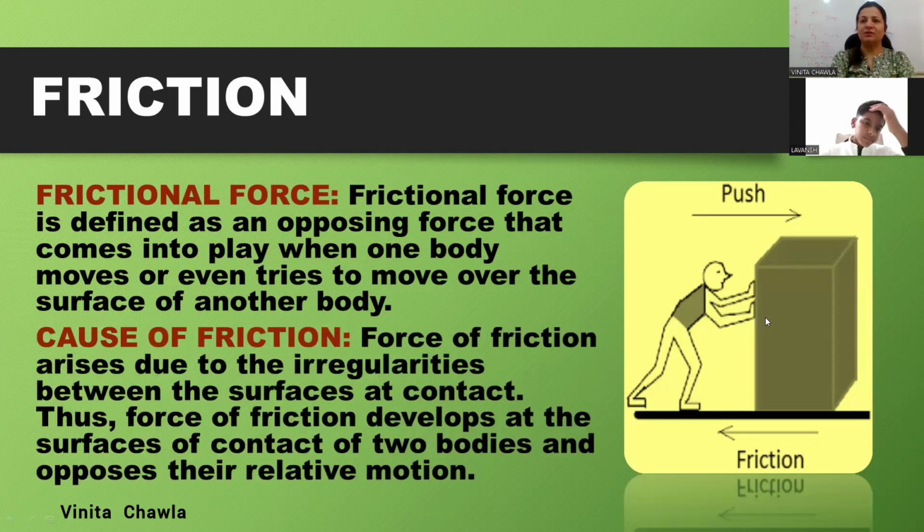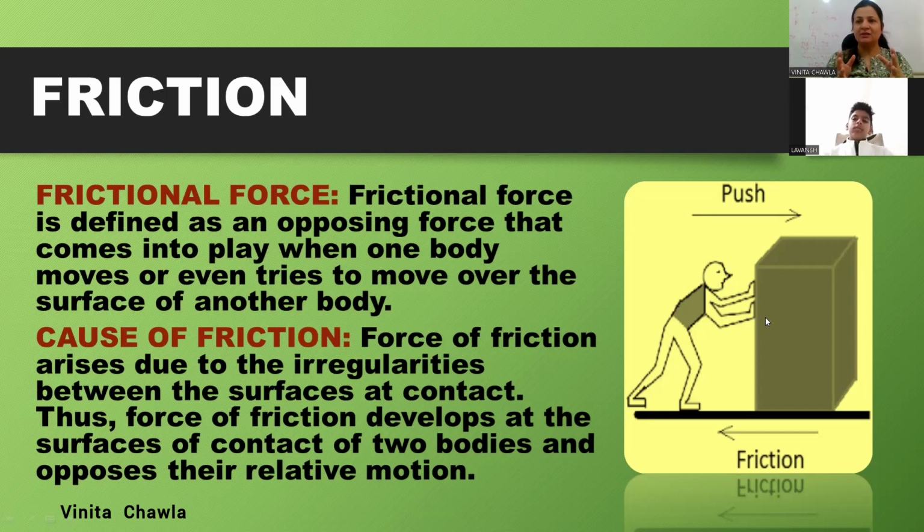What is the cause of friction? What is the reason behind friction? Why does this frictional force arise? The force of friction arises due to the irregularities between the surfaces at contact. Look at my hands. Consider my hands as two surfaces. No surface is perfectly smooth.